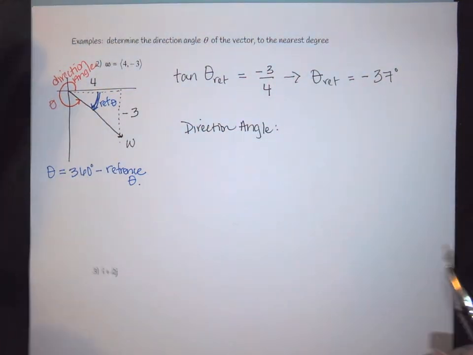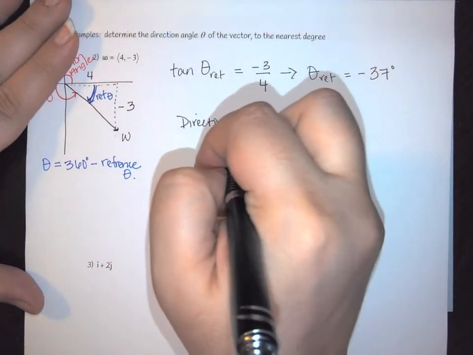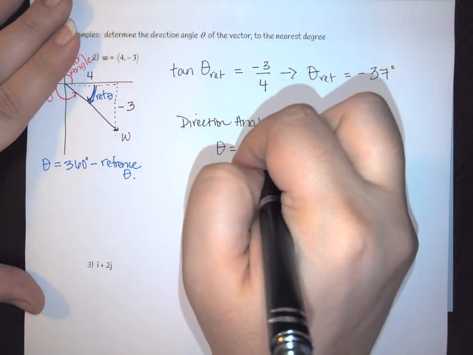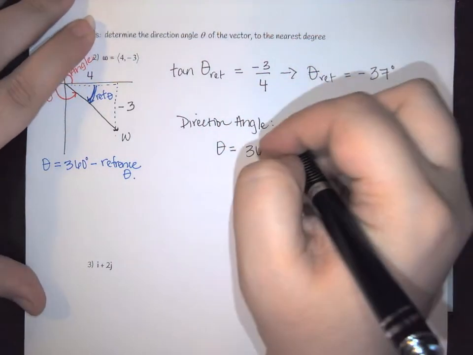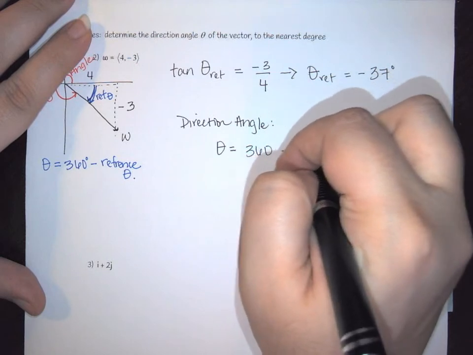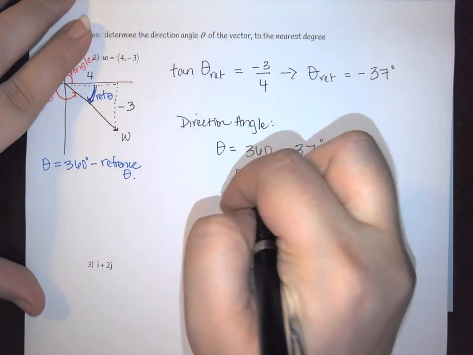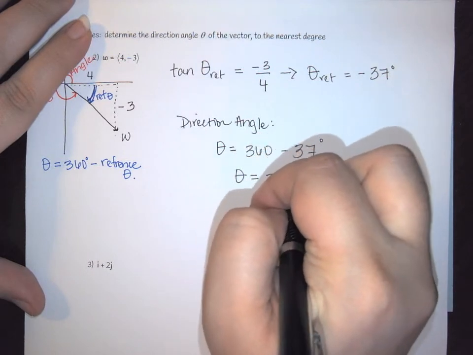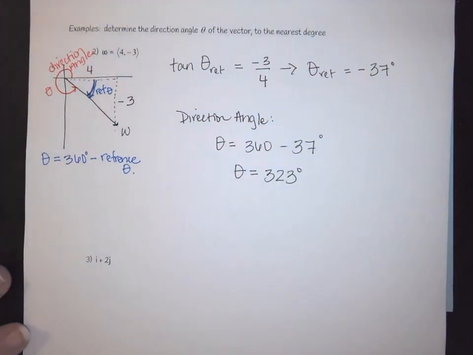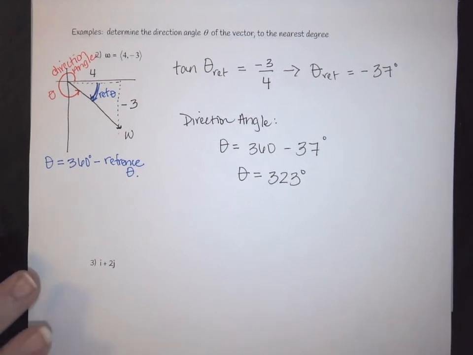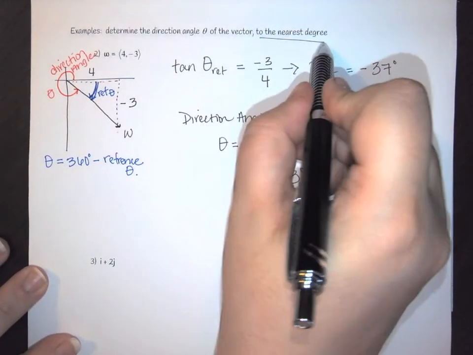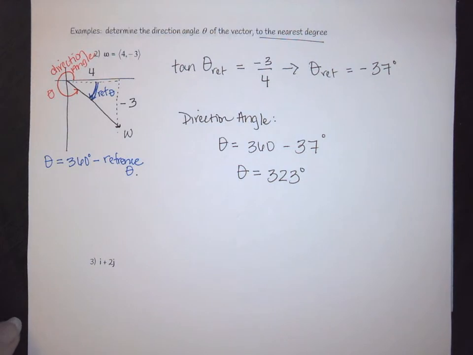Here your direction angle again is found by using our reference rules. So my angle is going to be 360 degrees minus that 37 degrees reference. So my direction angle is going to be 323 degrees. Okay. Now notice I didn't use any decimals because my direction said to the nearest degree. Okay, so there's your first example where we were given the component form of a vector.